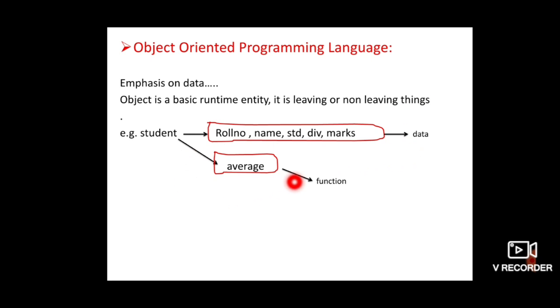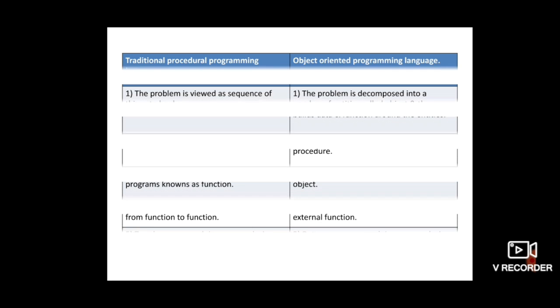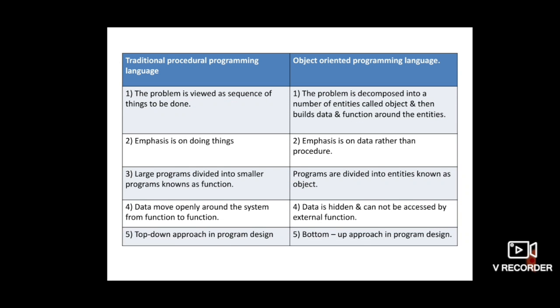Now calculating average means finding the percentage of the given student. So average is a function. Every object has its own parameters, its own data and functions. So an object consists of data and function. This is the difference between procedural language and object oriented programming language. Now see, clear points here: traditional procedural language and object oriented programming language.